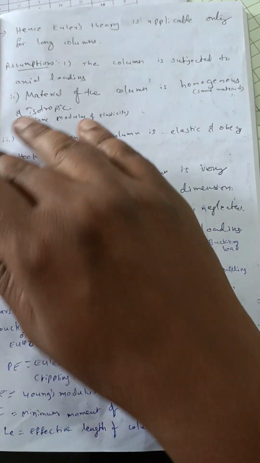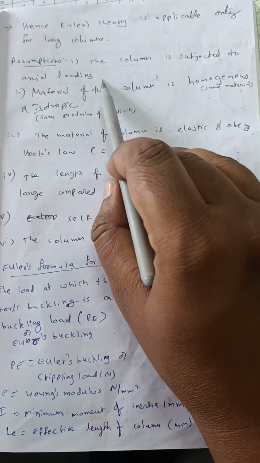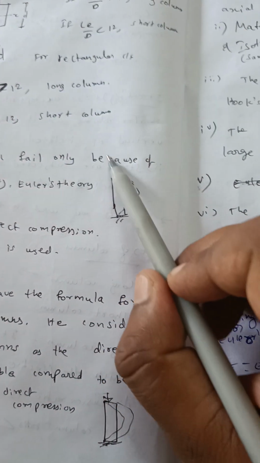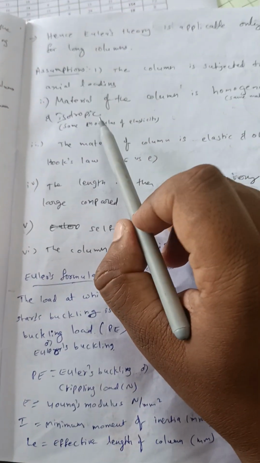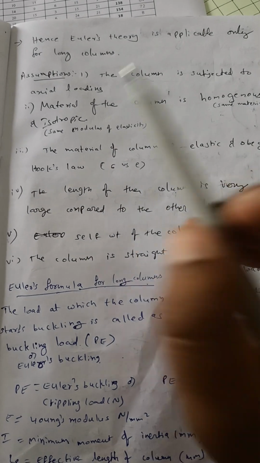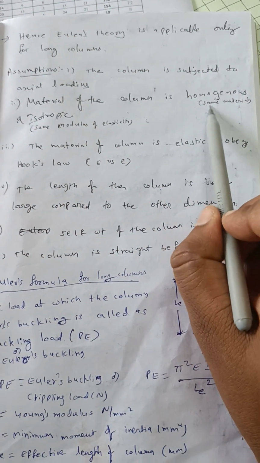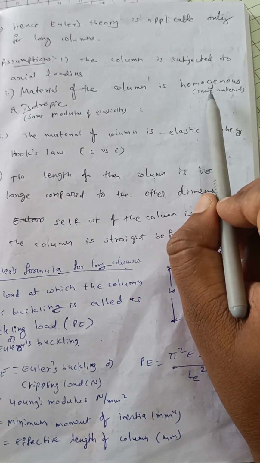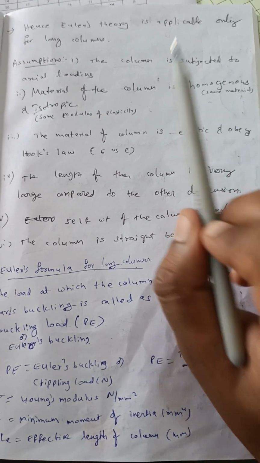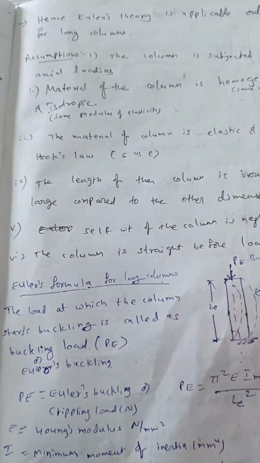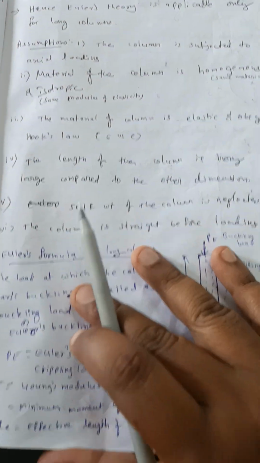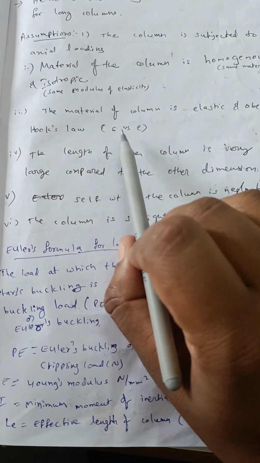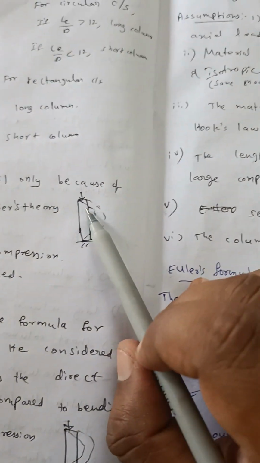Assumptions in Euler's theory. The first assumption: the column is subjected to only axial loading, no eccentric loadings. Second, the material of the column is homogeneous and isotropic. What do you mean by homogeneous? Same material. If it is steel, complete steel should be there. If it is concrete, complete concrete should be there. Steel plus concrete is not valid. Isotropic means same modulus of elasticity. Third, the material of the column is elastic and obeys Hooke's law. Hooke's law says stress is directly proportional to strain.